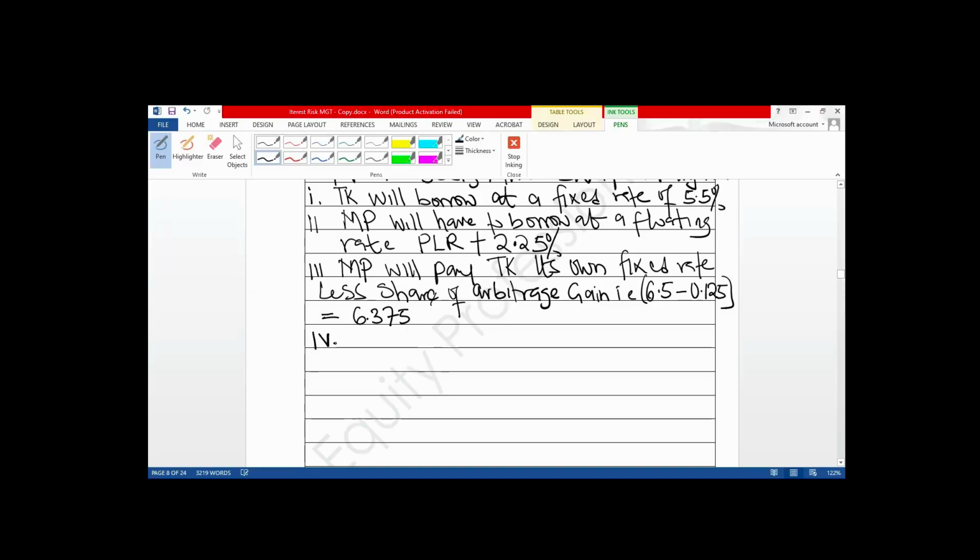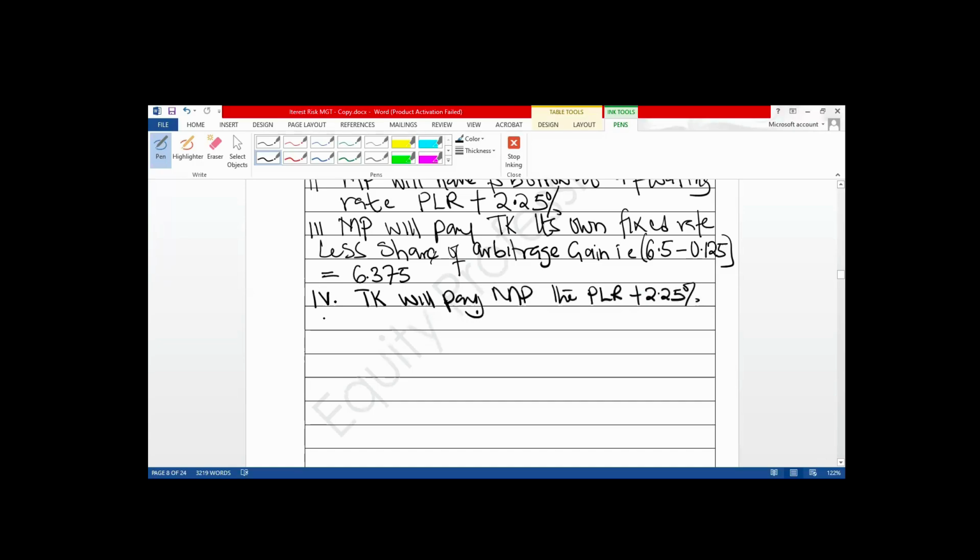For TK, we pay MP the prime lending rate plus 2.25%, in brackets, the actual borrowing rate of MP.